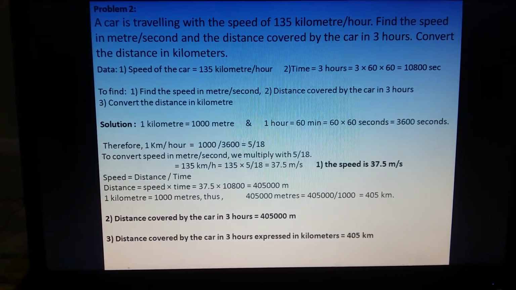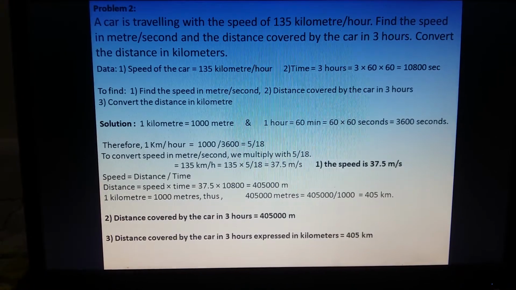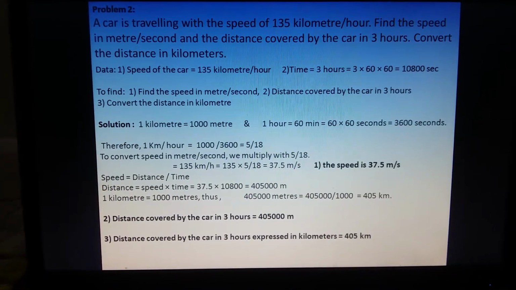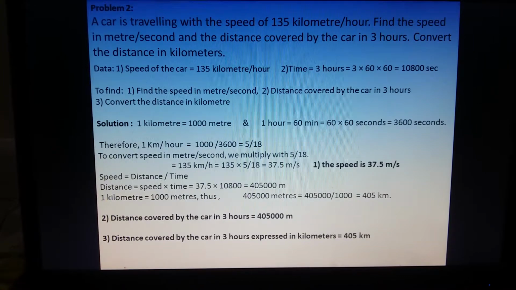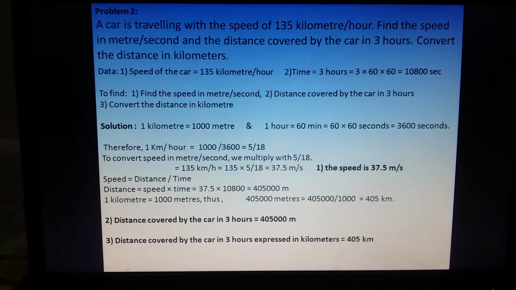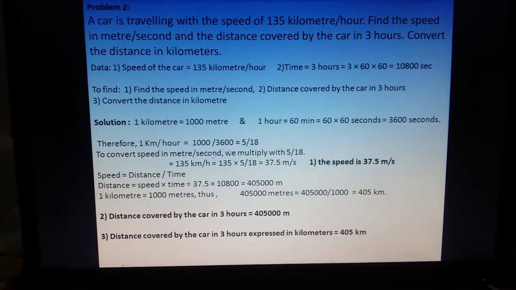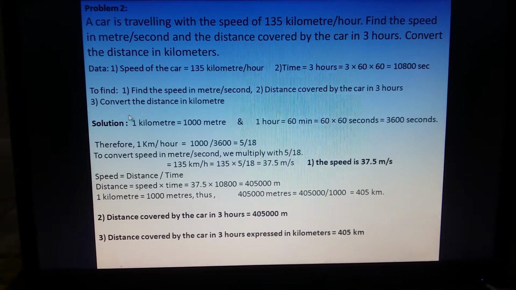We have to find the speed in meters per second. The speed is given in kilometers per hour, so we have to convert this into meters per second. Then we have to find the distance covered by the car in 3 hours, and also convert that distance into kilometers.